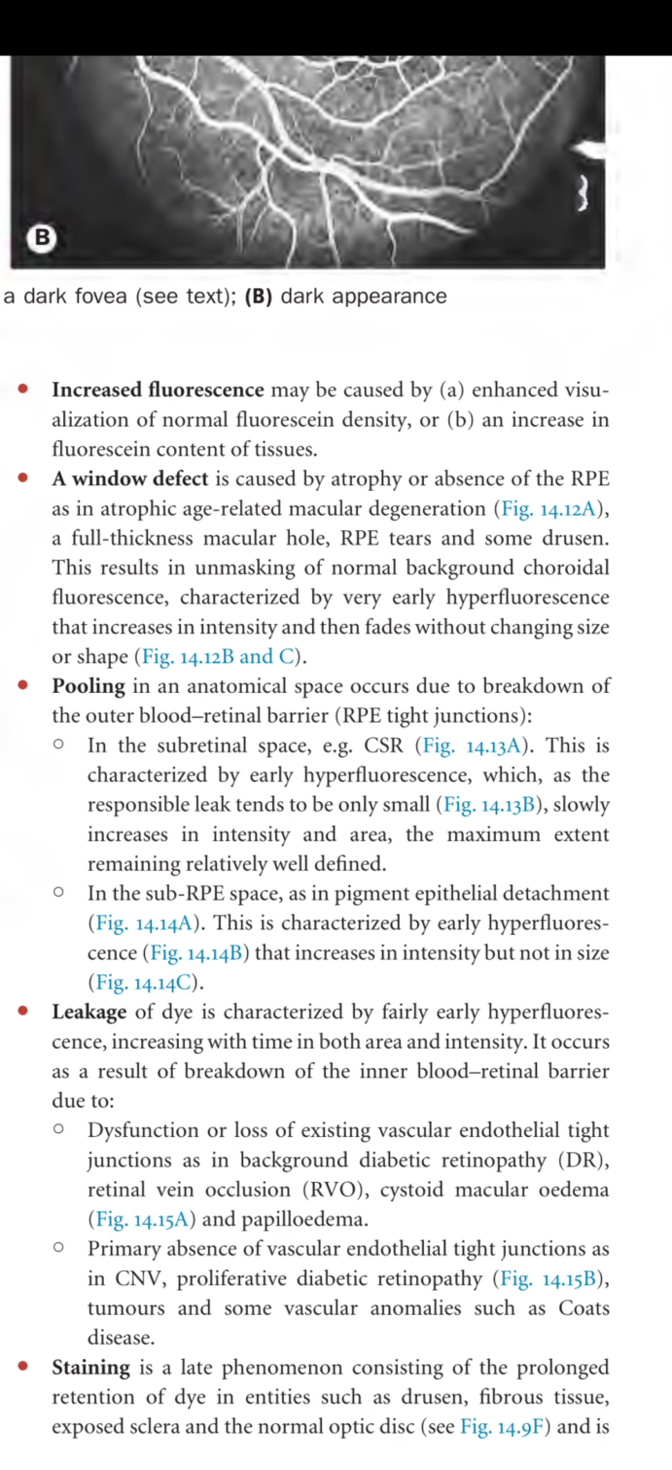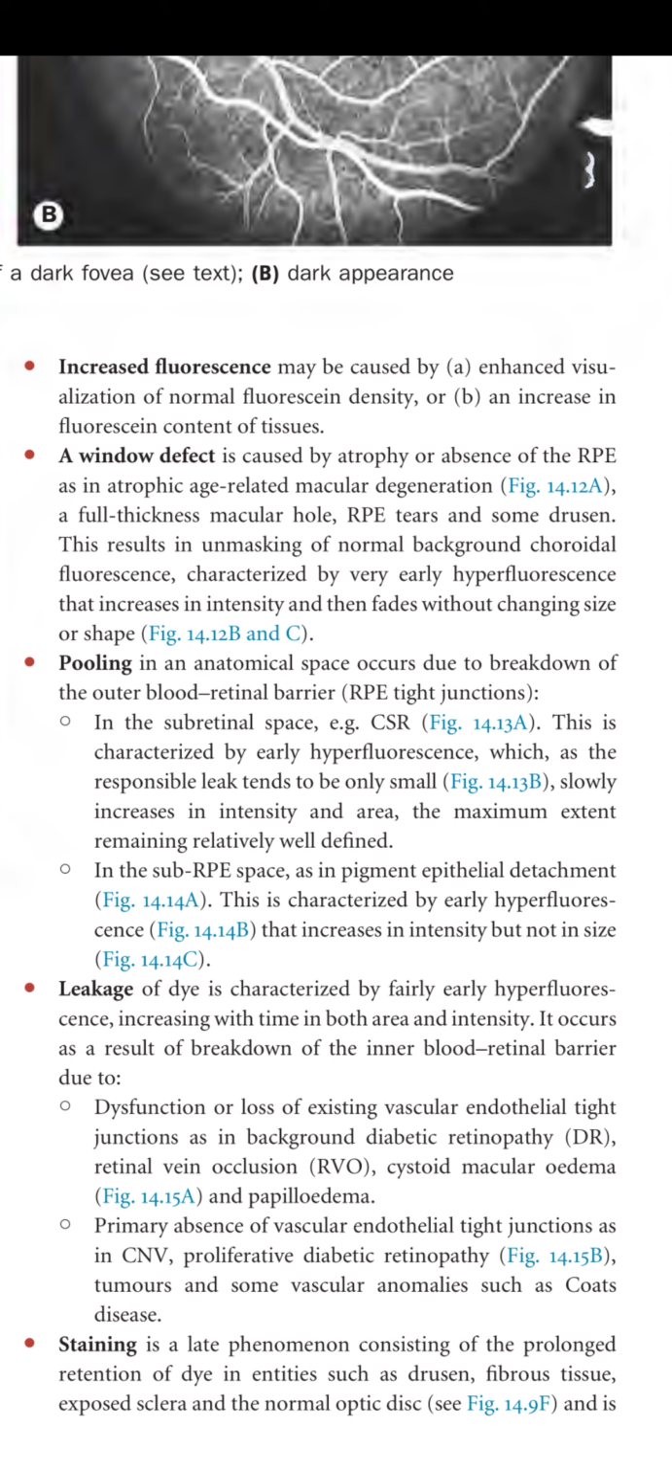Next is pooling. Pooling is dye collecting in an anatomical space due to breakdown of the outer blood retinal barrier, the RPE tight junction. In the subretinal space, as in CSR, it is characterized by early hyperfluorescence, where the responsible leak tends to be small, slowly increasing in intensity and area to a maximum extent, remaining relatively well defined. In a sub-RPE space, as in pigment epithelial detachment, it is characterized by hyperfluorescence that increases in intensity but not in size.